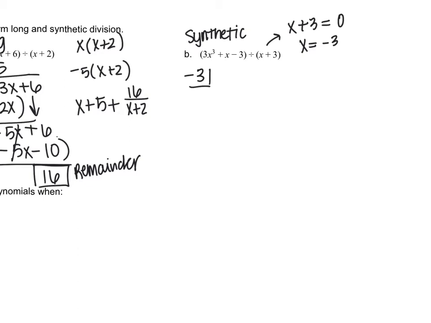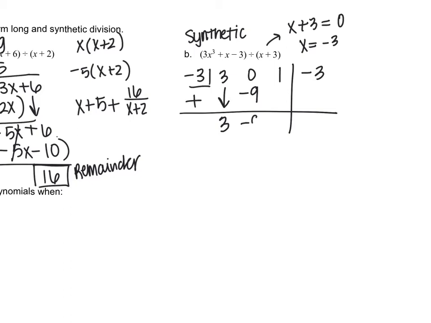Then we put the coefficients of all of our terms across the top. So we have 3x cubed. There's no x squared term, so 0, 1x, and then our constant -3. The leading coefficient always gets brought down. So 3 is going to get brought down. Then I'm going to multiply it by the number in the box, which is -9. And with synthetic division, we add. So then 0 plus -9 is -9.